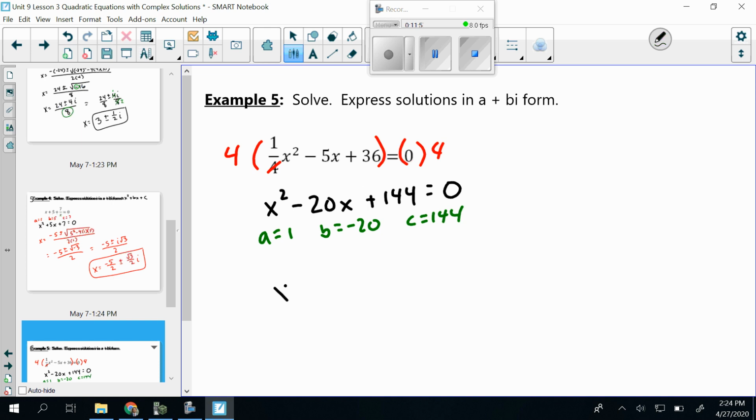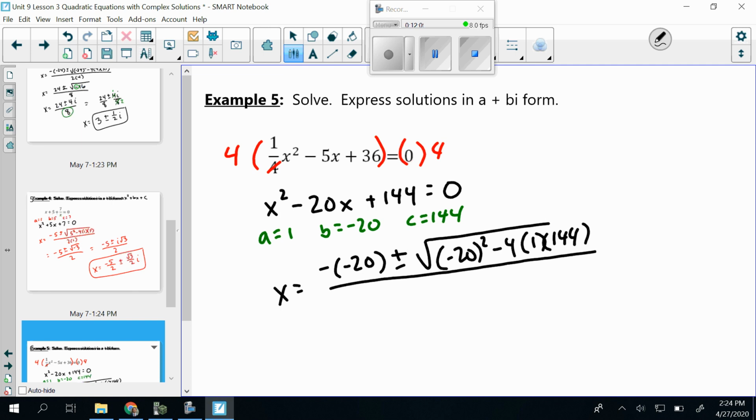So if we go through and do it like we've been doing these other ones, now we've got the opposite of negative 20 plus or minus the square root of negative 20 squared minus 4 times 1 times 144, all over 2 times 1. That's going to be, now, a positive 20 over 2.